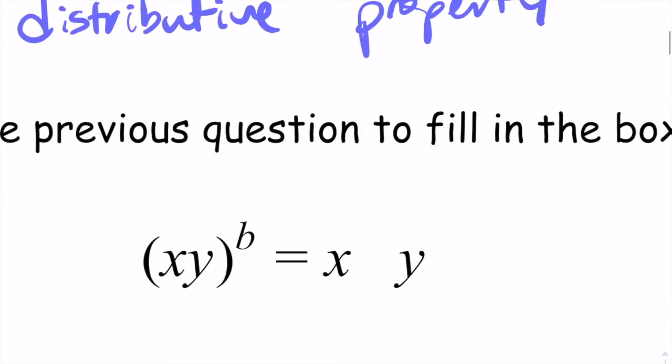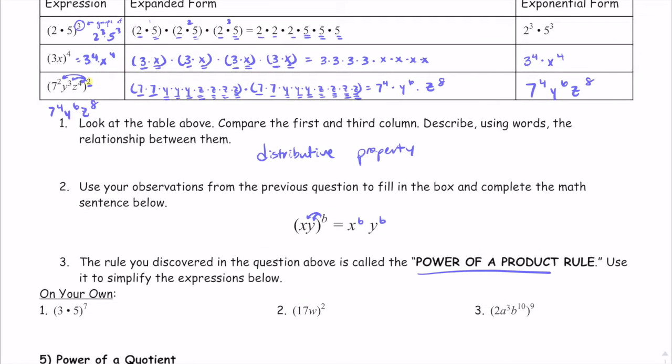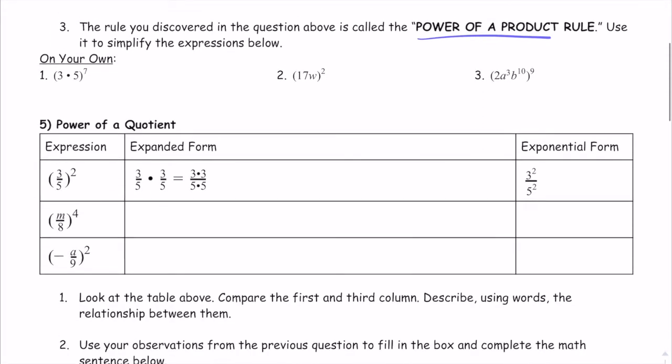So if I were to have x times y, all of it to the b power, remember, I distribute. So I have x to the b, y to the b. This is what we call the power of a product rule. It's a little different than just a power rule. It's like taking the power rule to the next step. So why don't you try it on your own, and then we'll go on to the next rule.